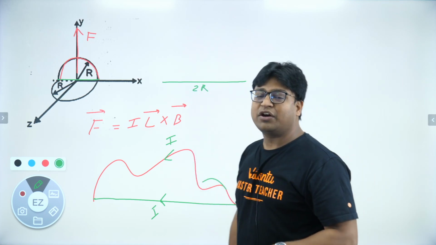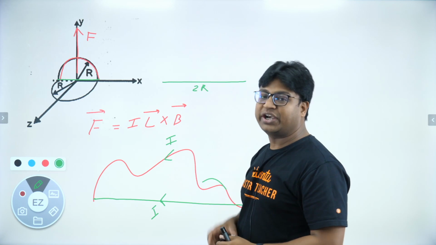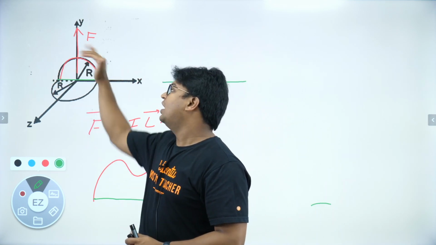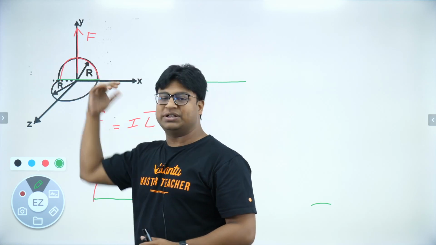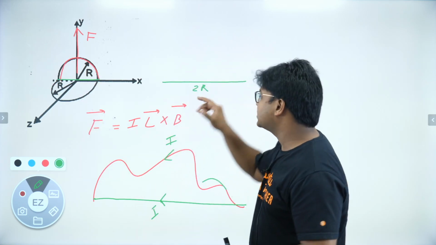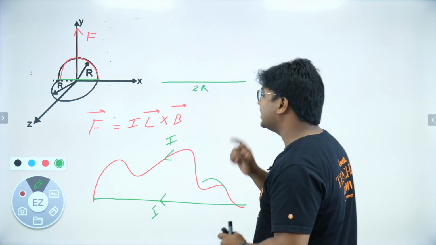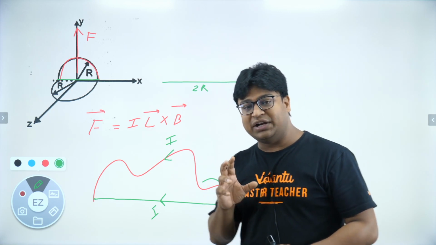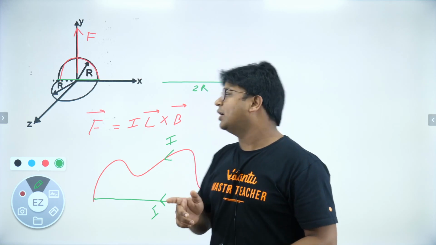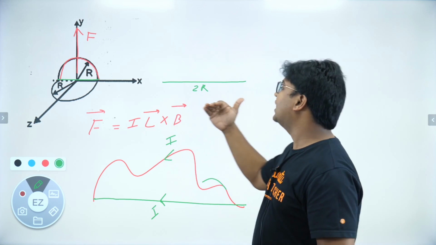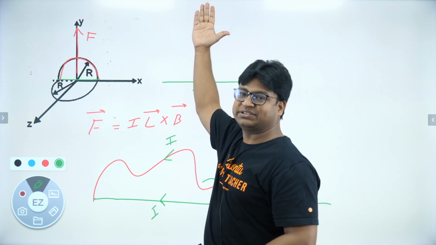I'm still not aware of the direction of current in this straight conductor because I don't know how current was flowing in this loop. Was it counterclockwise? Was it clockwise? I'm not aware, so I cannot decide the direction of current in this straight segment yet. But given that the magnetic field had two components, one component was along the z-axis, which is outwards, and the other component was along the y-axis.